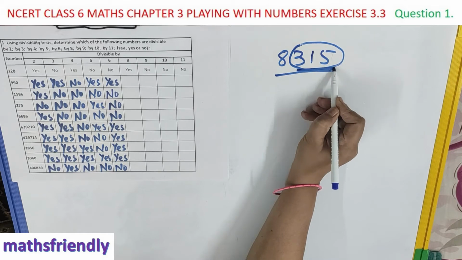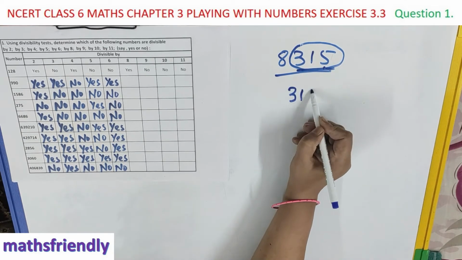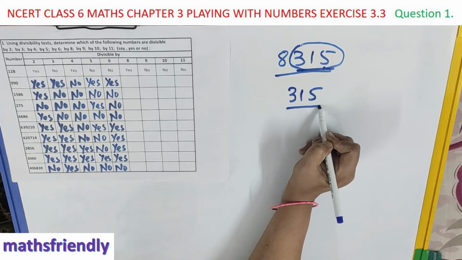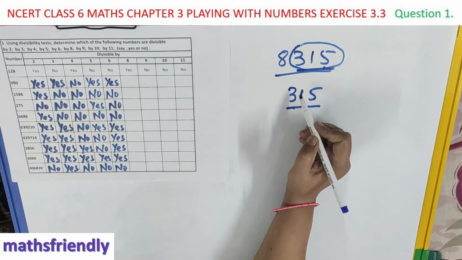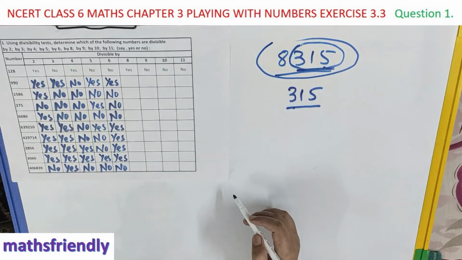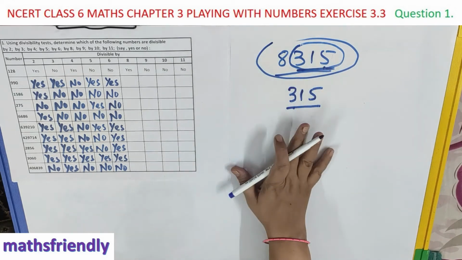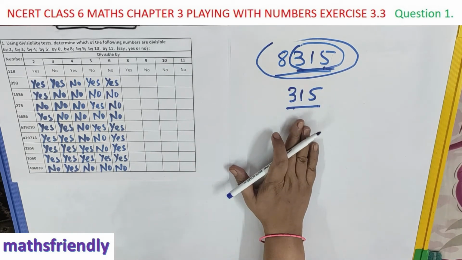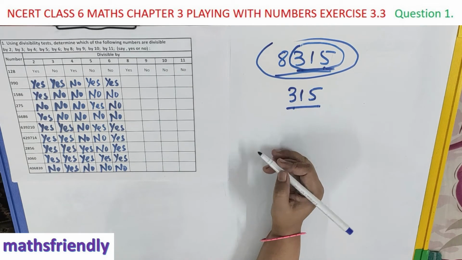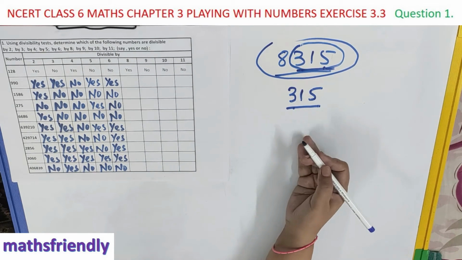If the number formed by the last 3 digits is divisible by 8, then the complete number is also divisible by 8. Okay, or what I said, if a number has 4 or more digits.